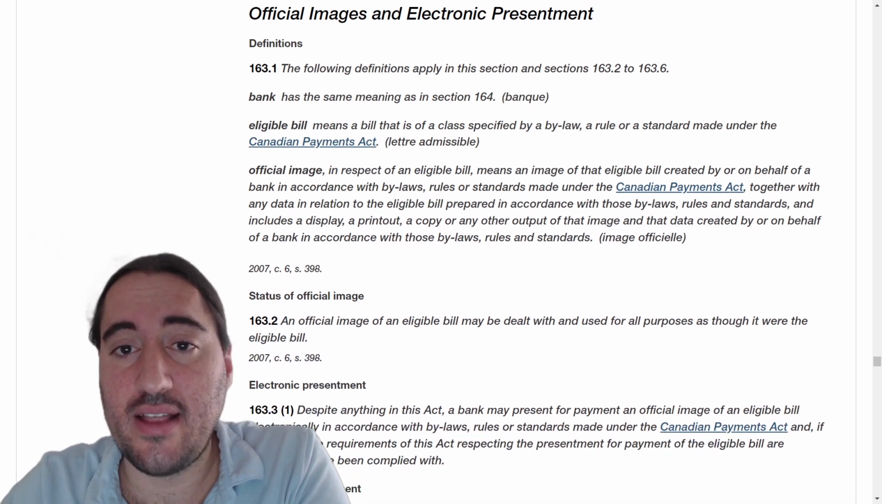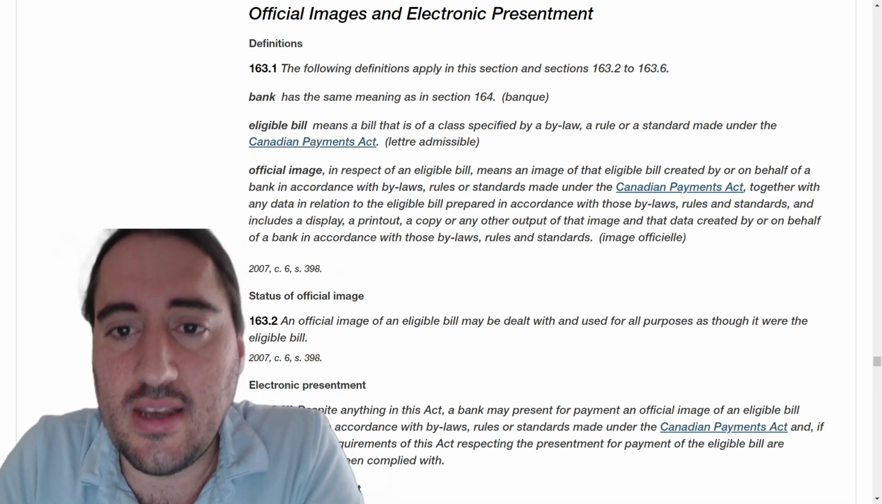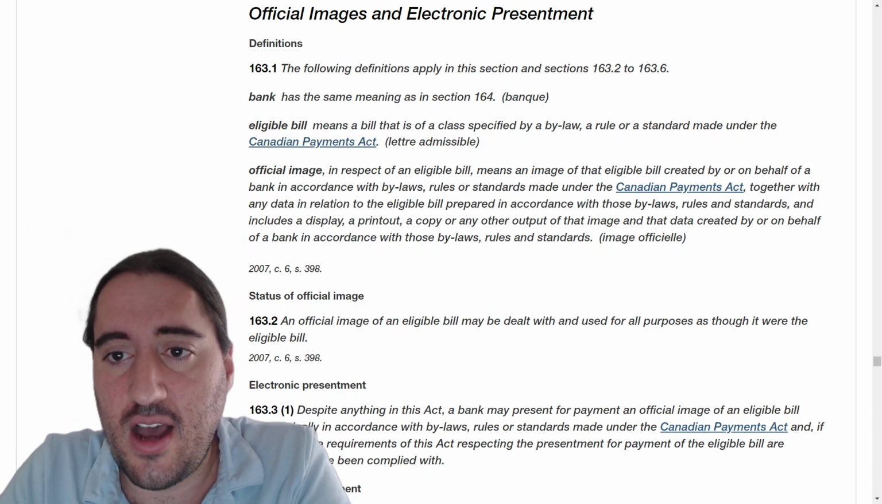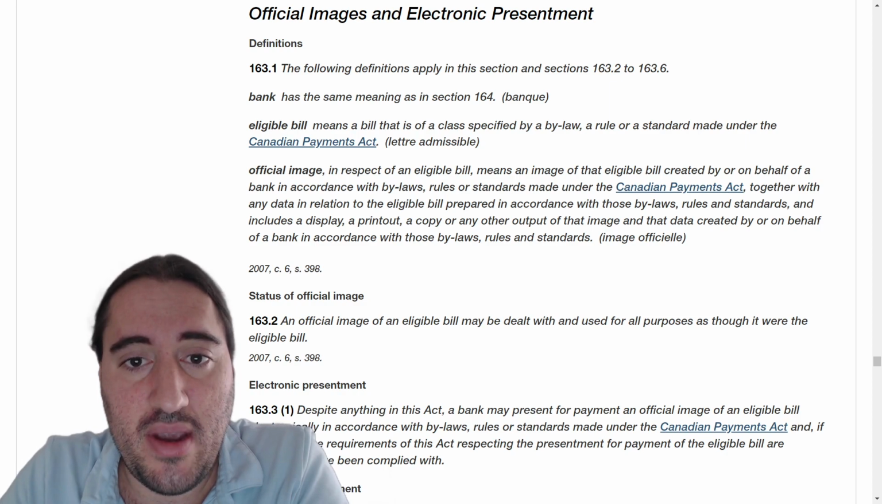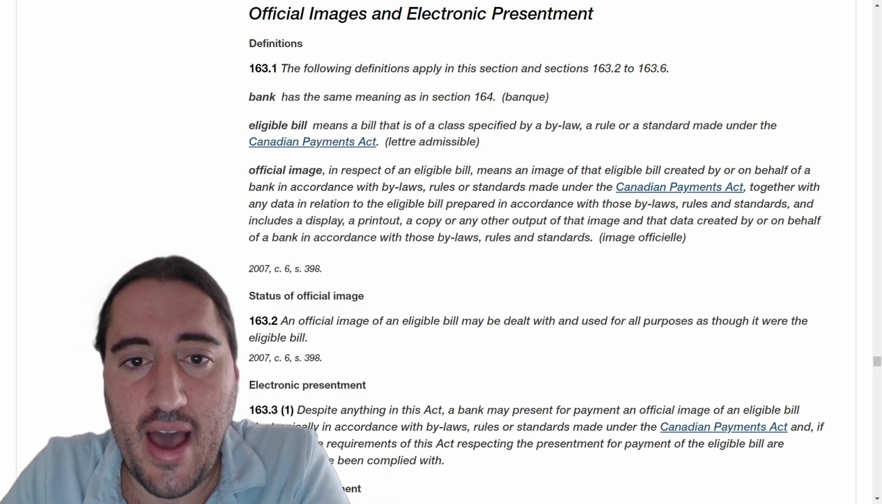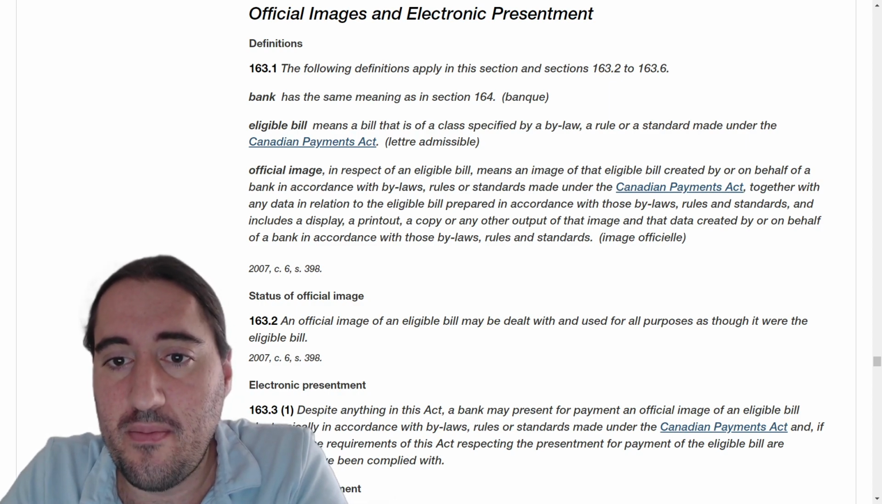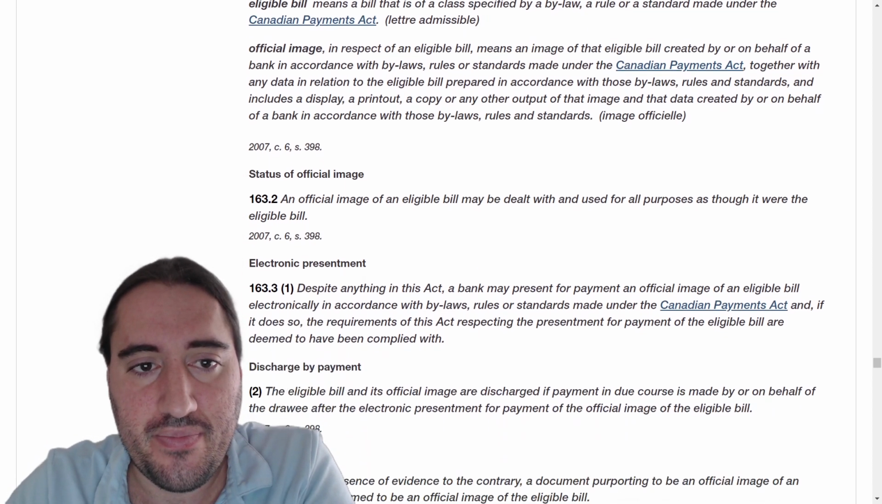Official images and electronic presentment. Definitions. The following definitions apply in this section and in sections 163.2 to 163.6. Bank has the same meaning as in section 164. Eligible bill means a bill that is of a class specified by a bylaw, a rule, or a standard made under the Canadian Payments Act.